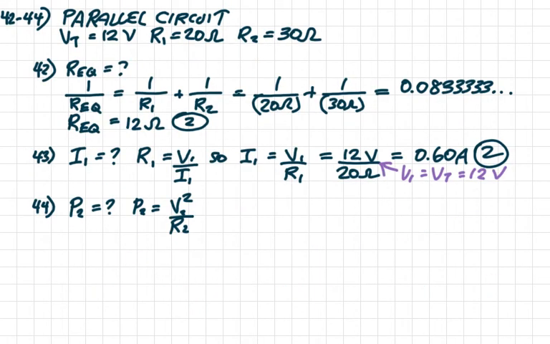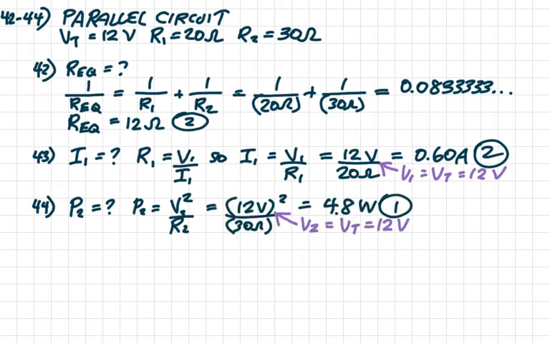44 wants the power in the 30 ohm resistor. I know the resistance, and again, I know the voltage is the same as the total. So no current, I know resistance, I'll do V squared over R. 12 volts squared over 30 ohms is 4.8 watts, choice 1.